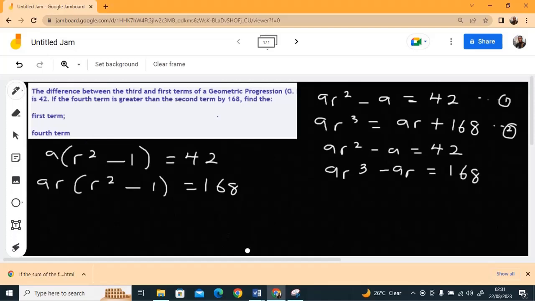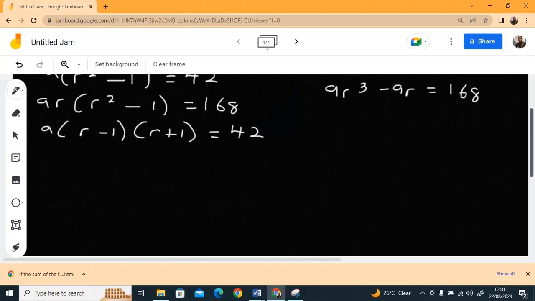So let's go. Since I'm going to change this to a difference of two squares, the first one is going to be a(r minus 1)(r plus 1) equals 42. Let me scroll this down. The second one is also going to be ar(r minus 1)(r plus 1) equals 168. This is equation 1, and this is equation 2.